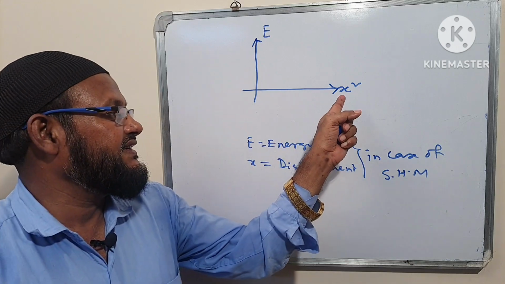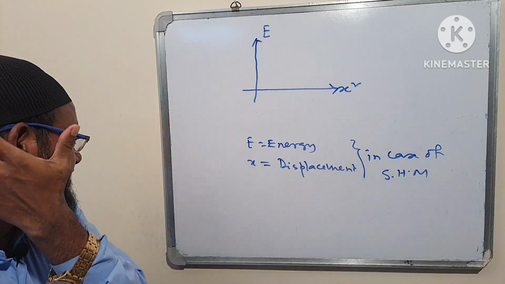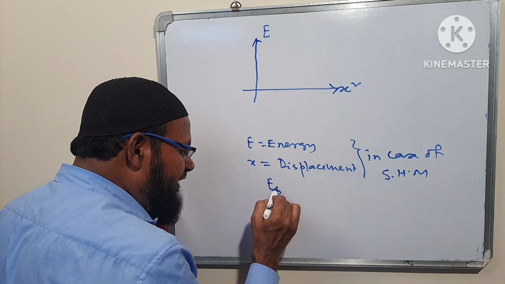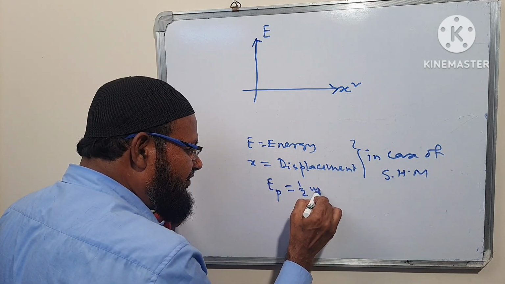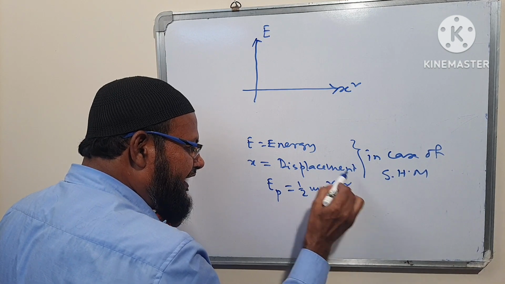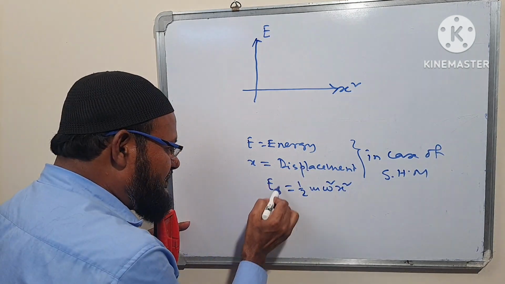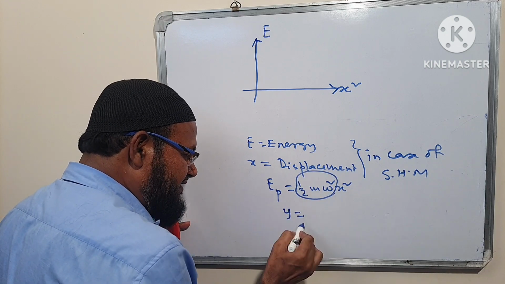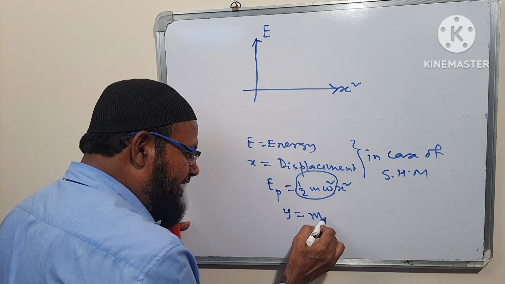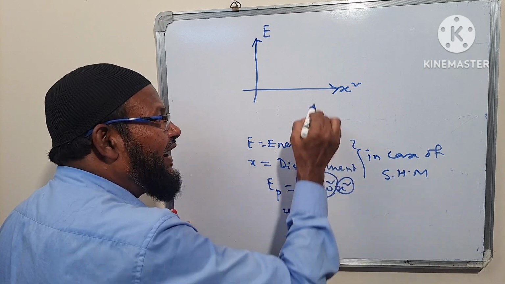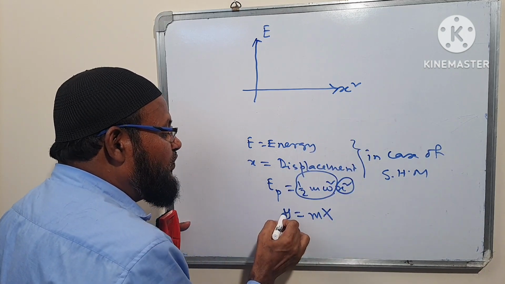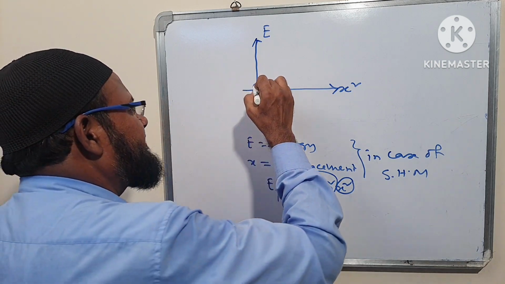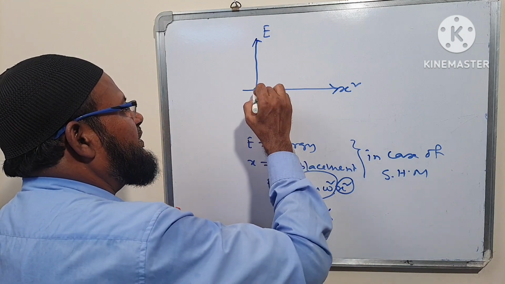Graph of energy versus displacement square. Now I am drawing, please see here, sir, EP equal to half m omega square x square. Now please see, this part acts as the y and this part acts as the m, and x square acts as the x. What is this? y equal to mx.